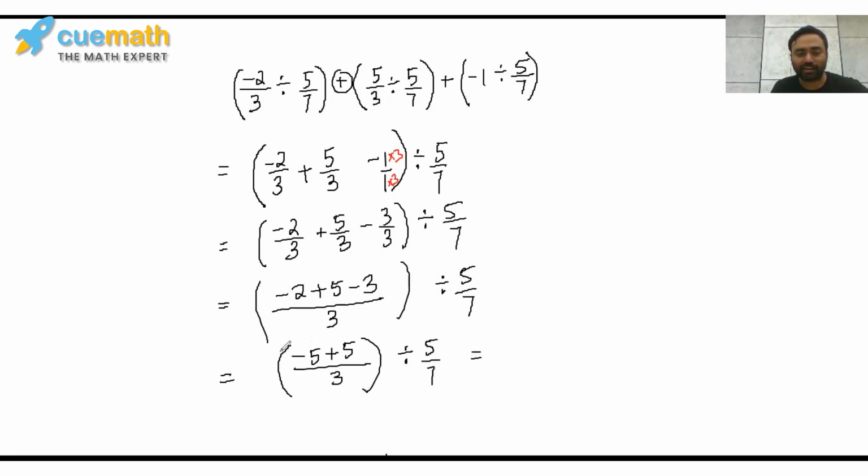Now we see that negative 5 and positive 5 is 0. So 0 divided by 5 over 7 will eventually be 0, because if you divide 0 by any number, you're going to get 0. Now you saw that, using the distributive property, how easily we can solve this question with minimal effort and fewer calculations.